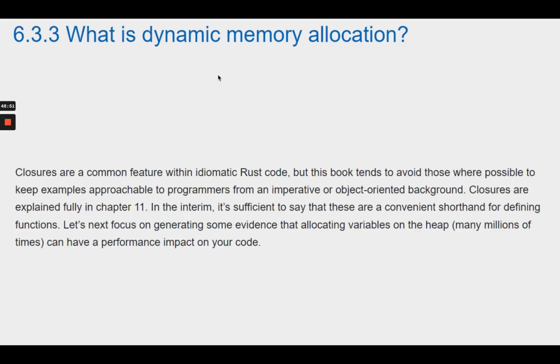Closures are a common feature within idiomatic Rust code, but this book tends to avoid those where possible to keep examples approachable to programmers from an imperative or object-oriented background. Closures are explained fully in Chapter 11. In the interim, it's sufficient to say that these are a convenient shorthand for defining functions. Let's next focus on generating some evidence that allocating variables on the heap many millions of times can have a performance impact on your code.